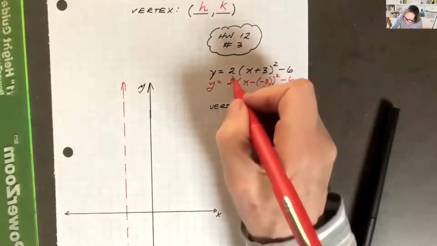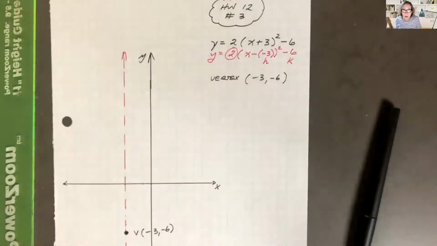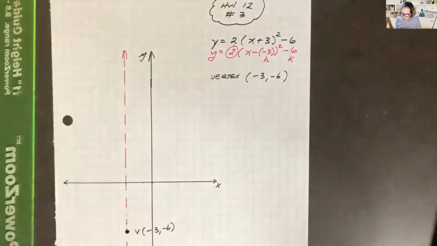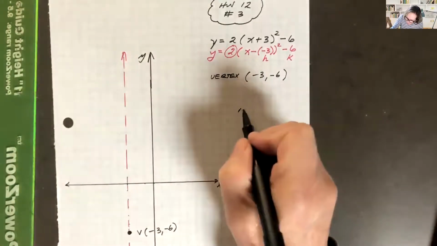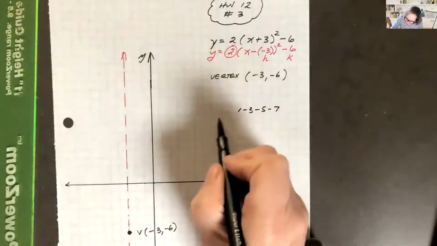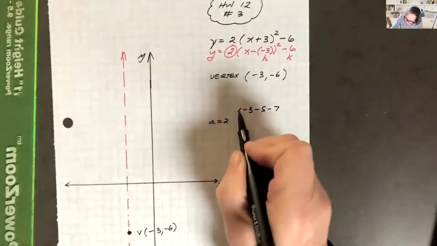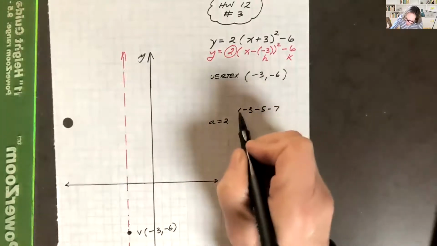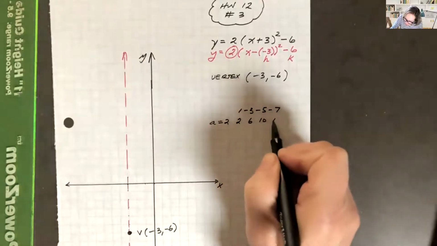Okay, so now I look at the a, which is 2. That tells me that this is opening up and it's going to be a little narrower than the parent function, y equals 1x squared. So what I'm going to do is use my pattern of 1, 3, 5, 7 to graph it, except that I know that's when a equals 1, but in this case, a equals 2. So I'm going to multiply each of these values by 2: 1 times 2, 3 times 2, 5 times 2, 7 times 2.